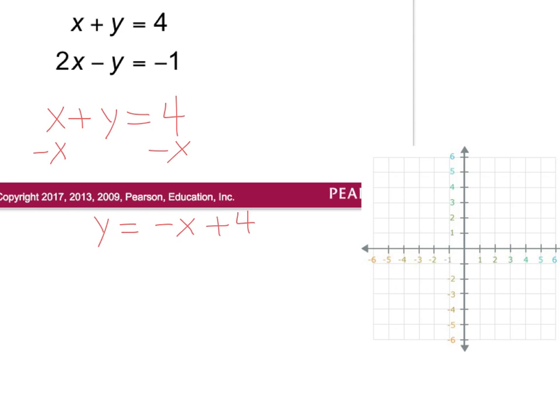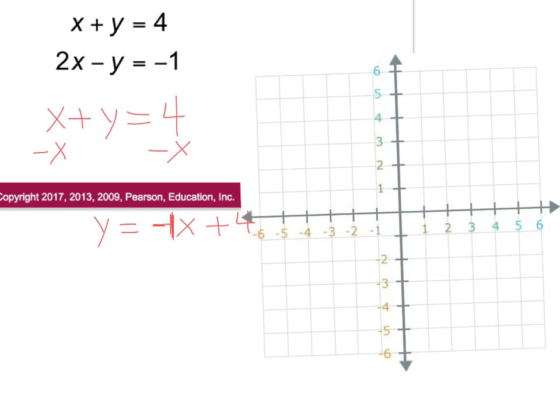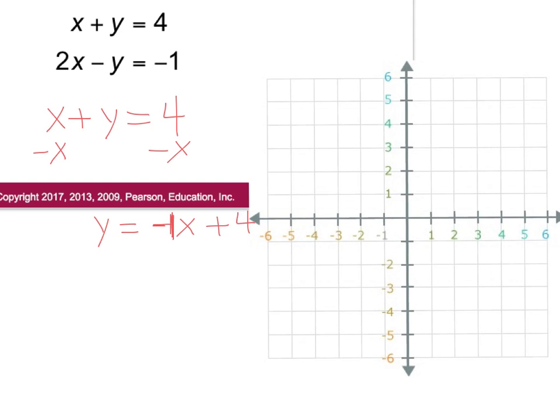And remember, even if they don't list a number in front of the x, there's a little 1 that's hanging out there. So your slope is negative 1 and your y-intercept is 4. So if you were going to graph that equation, your first dot would go on your y-axis and it would be located at 4. And then you would use your slope, which is negative 1 over 1, and you'd go down 1, right 1. Put a dot.